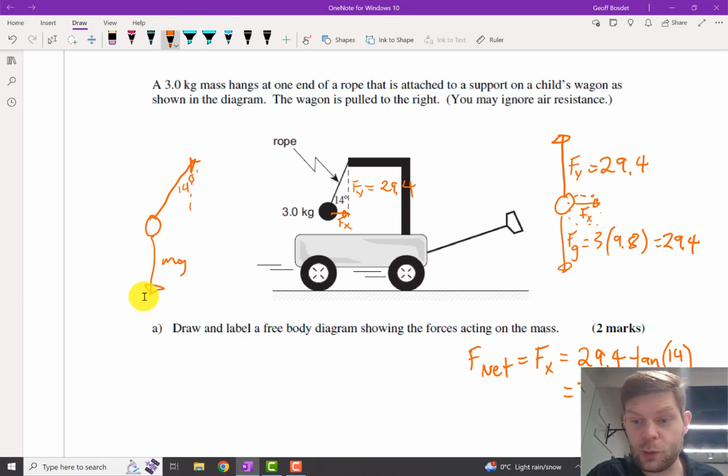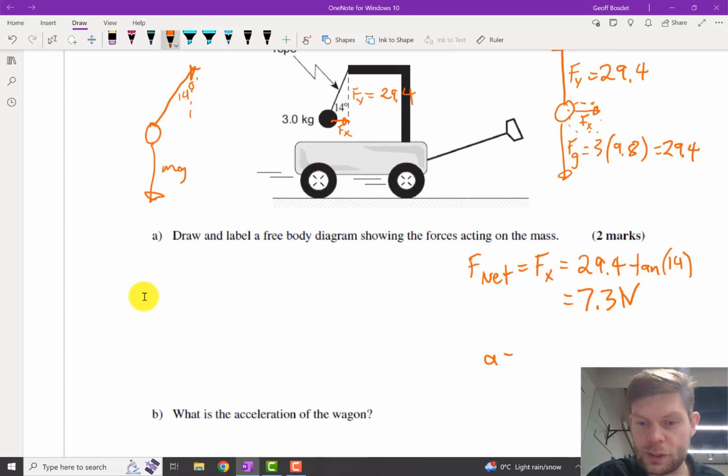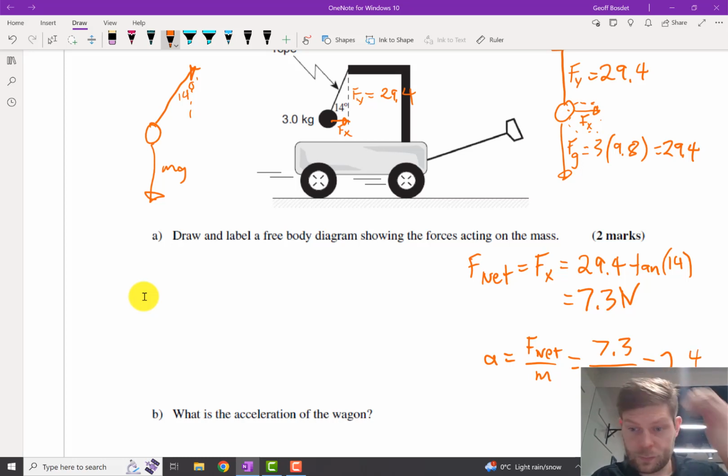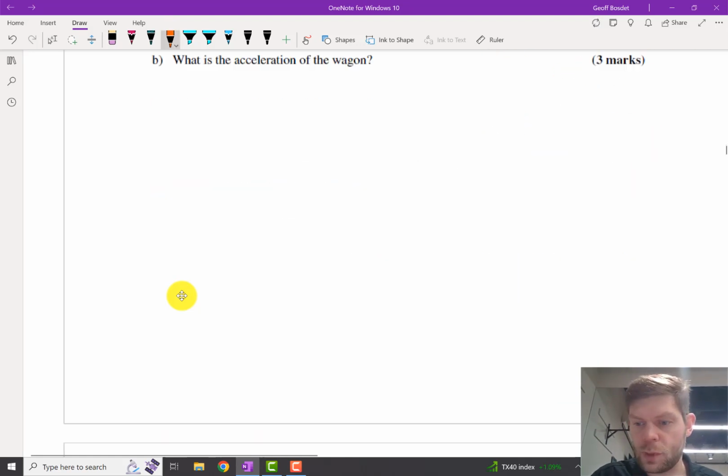So we get a net force of 7.3 newtons on 3 kilograms. So acceleration is just net force divided by mass, just rearranging F net equals ma. So 7.3 divided by 3 gives us 2.4 something or other, I believe. 2.43 repeating, just for fun, meters per second squared.